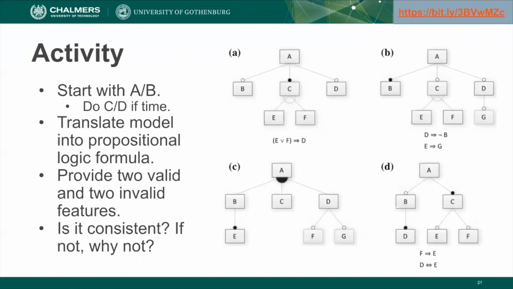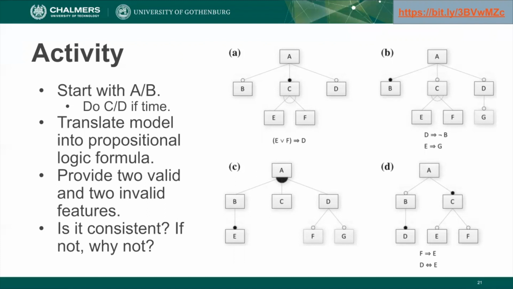Okay, so now at this point, I'll have an activity if you want to try it out, to analyze a few of these models by hand and find valid feature selections. This activity is on Canvas in the files area. Also on the slide, there is a bit.ly link, bit.ly/3bvwmzc. If you go there, that'll take you directly to the activity. We have 4 different feature models, and I'd start with A and B, and then if you have a little time, continue on to C and D as well.